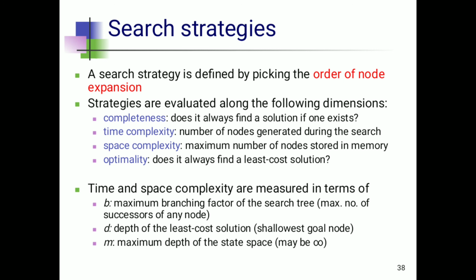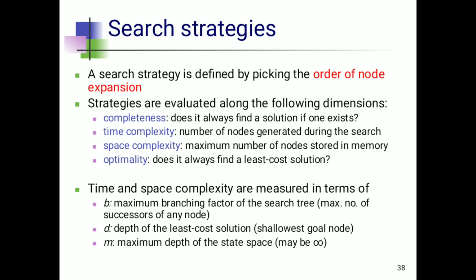B variable. Then next one is depth of least cost solution. Now again we have to check this, that is whenever I am interested in the least cost solution, then what is the depth that needs to be explored by that search strategy in order to reach that least cost solution, that is the shallowest goal node. This d variable is used to represent the depth of the least cost solution.